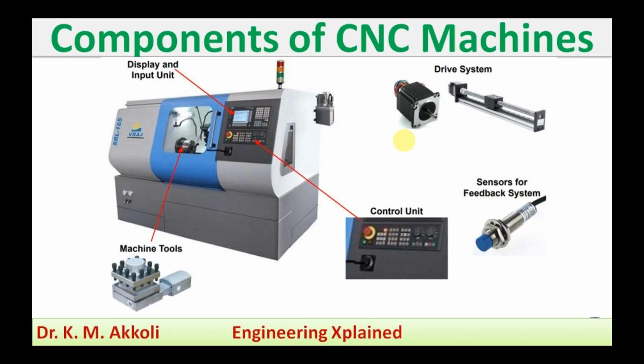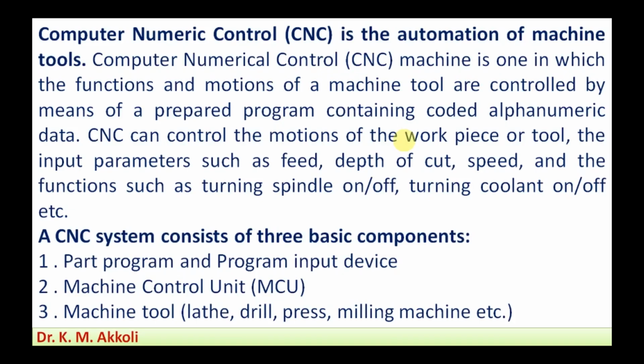Here I am going to discuss briefly how these machines work. Computer numerical control is the automation of machine tools. It is the automated operation of the machine tool. That is the CNC. A computer numerical control CNC machine is one in which the functions and motions of the machine tool are controlled by means of a prepared program containing coded alphanumeric data.